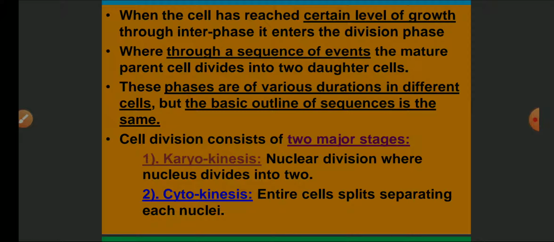Now cell division consists of two major stages. Number one, karyokinesis. Karyo means nucleus and kinesis means movement. So division of the nucleus is known as karyokinesis. And number two, cytokinesis. Cyto means related to cell or cytoplasm. Kinesis means movement. So it is a division of cytoplasm. So cell division is equal to karyokinesis and cytokinesis.